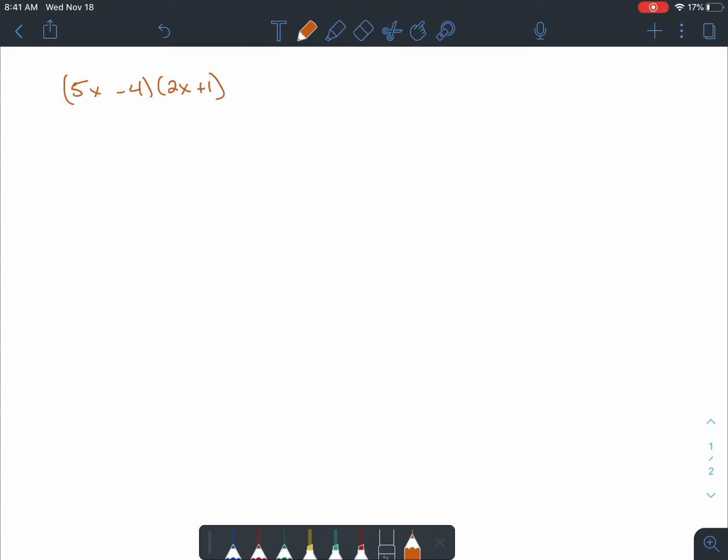Yesterday we talked about the area diagram. You can absolutely continue to do that. This is the underlying math part of it. I think this is super helpful, as I said in the past. So on the left side we have 5x minus 4. On the top we have 2x plus 1.